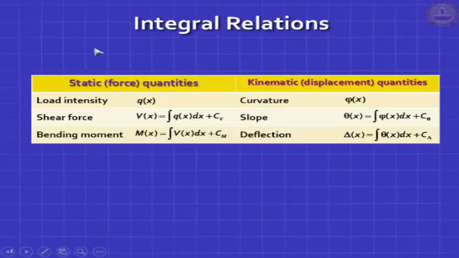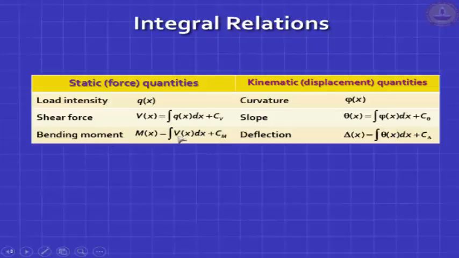So let's compare. Static force quantities have these relationships, and remember I used the ideas of grandfather, father and son, and these kinematic quantities have these relationships. I used the concepts of grandmother, mother and daughter. Well, if you have a load intensity, if you integrate it once, you get shear force. If you apply the boundary conditions, you can get an equation for this. If you integrate shear force, you get bending moment. Again, apply boundary conditions, solve for this constant, you have an equation here.